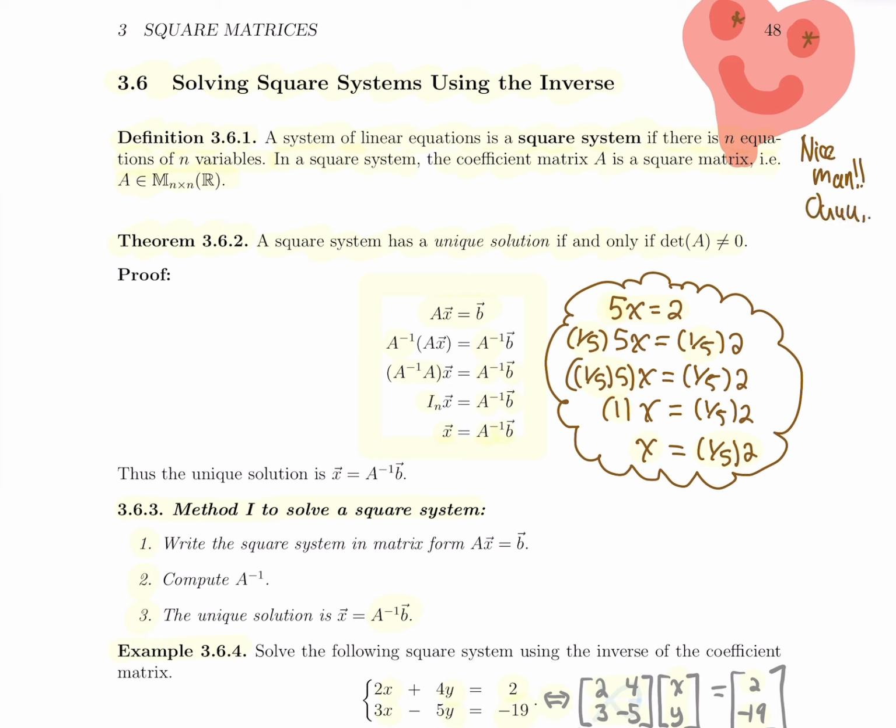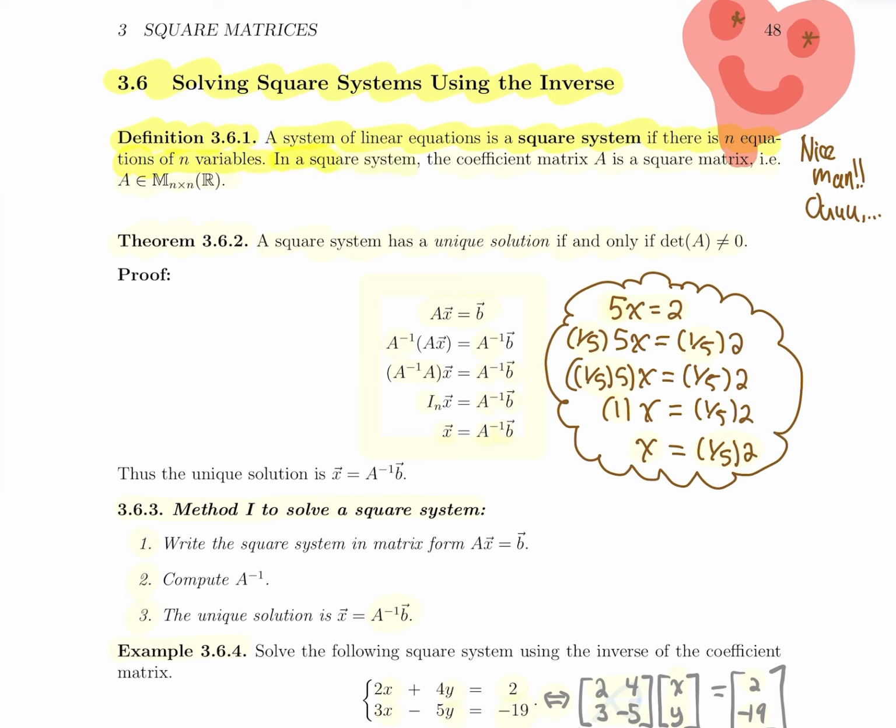So two different tricks in two different sections, but they're fairly simple. So I'm going to combine this into one nice, clean video. So the first trick in section 3.6 is how to solve a square system using the inverse. So first of all, what is a square system? A square system is simply a system of linear equations where you have n equations and n variables.